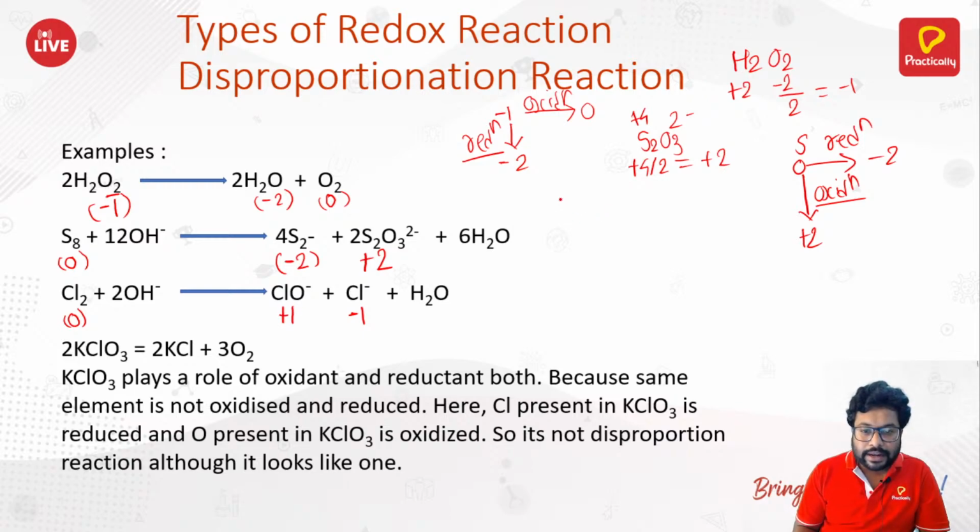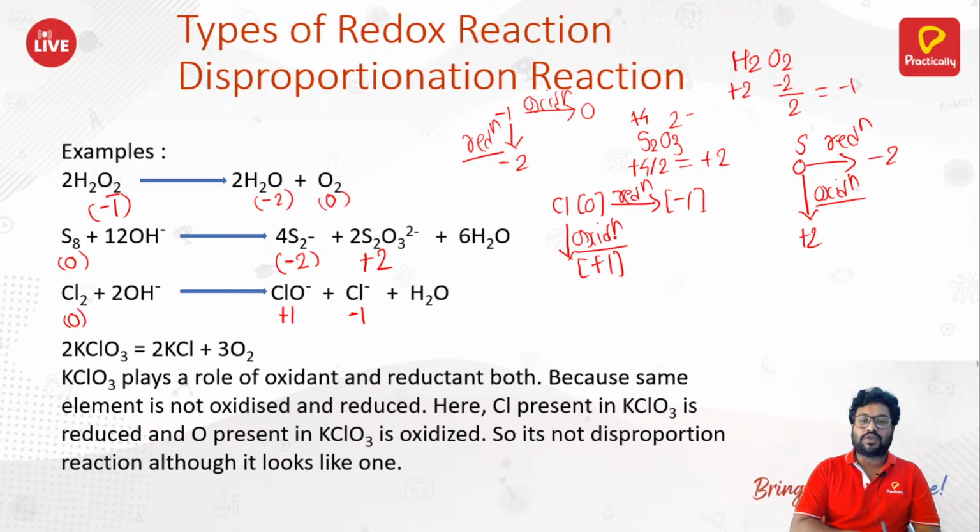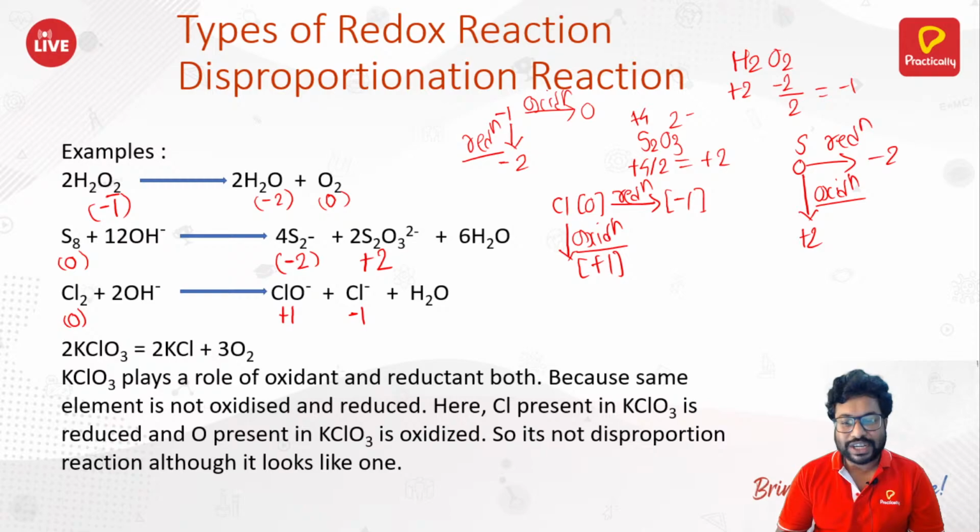So, your chlorine has gone from 0 to -1, where it has got reduced. Then your chlorine has gone from 0 to +1, where it has got oxidized. So that is how your chlorine has gone from 0 to -1, which is reduction, and 0 to +1, that is oxidation. That is how your chlorine has undergone a disproportionation reaction. So these are some of the examples of a disproportionation reaction.